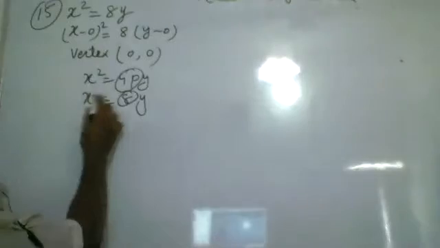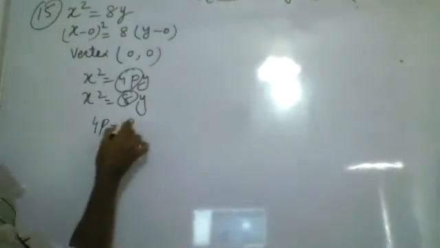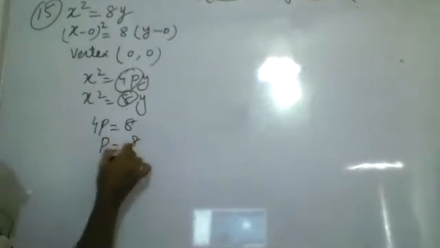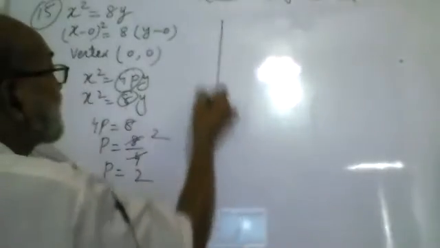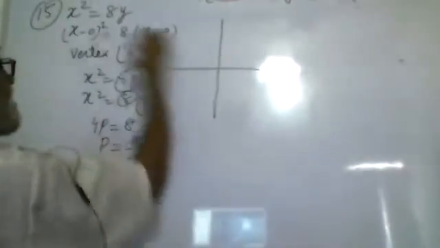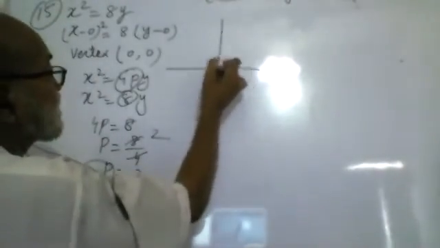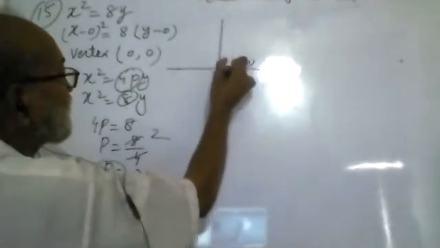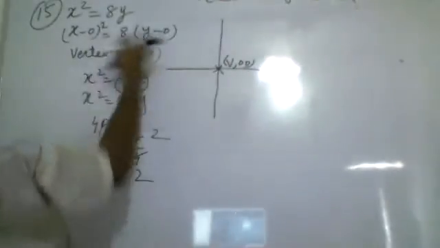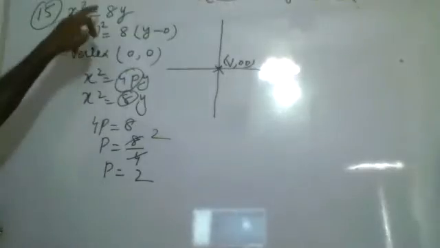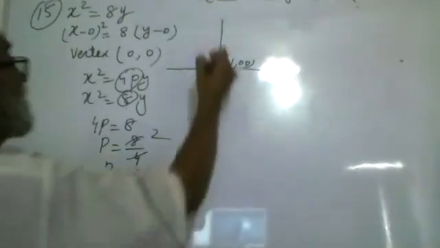So we have x square equal to 4py, and comparing, 4p is equal to 8. So p will be equal to 8 upon 4, which is 2. The value of p is 2. So this will be the equation. The vertex will be 0, 0, along the y-axis. The origin is the vertex, and this is the positive side.